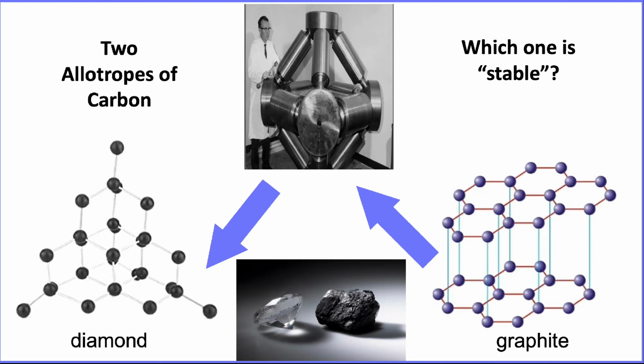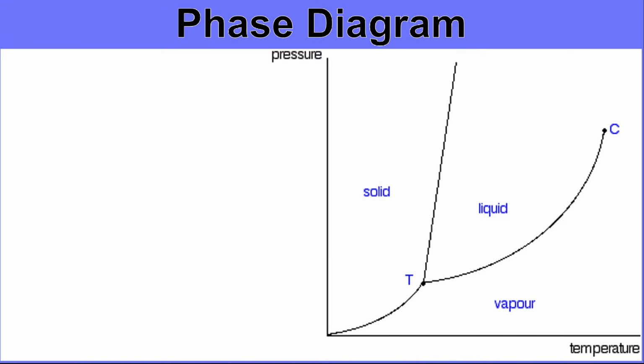So, what exactly is a phase diagram? This figure shows a simple phase diagram. You will see three lines and three areas. It's the solid, liquid, and vapor. And you will also see 2 points marked as C and D.